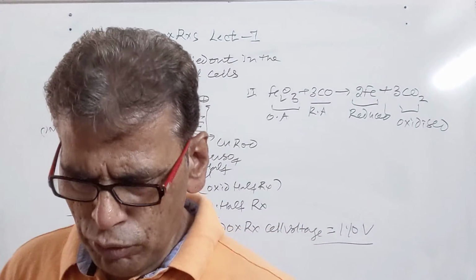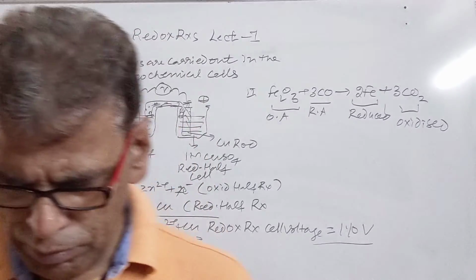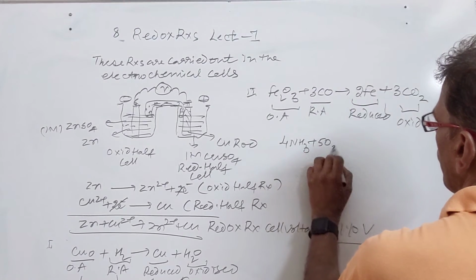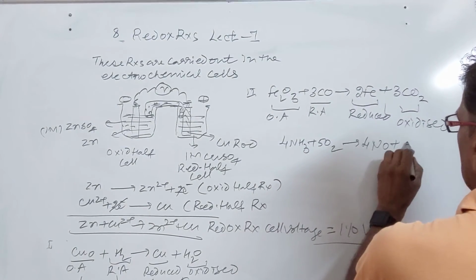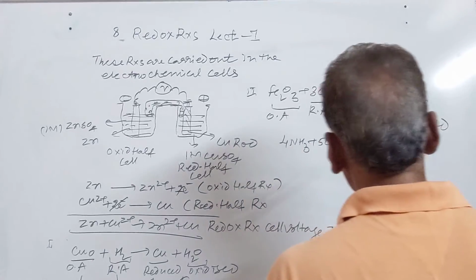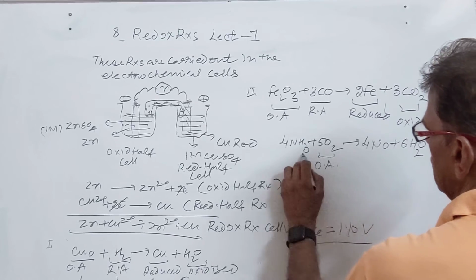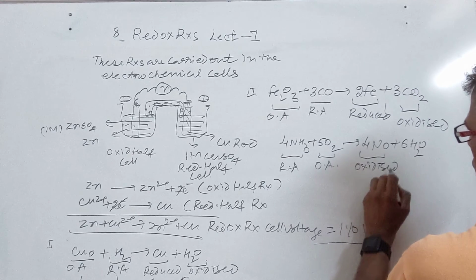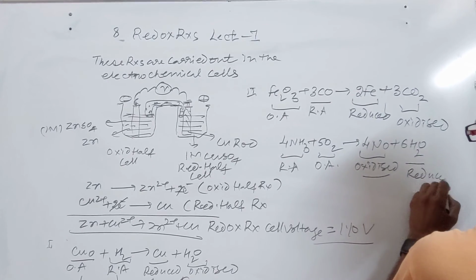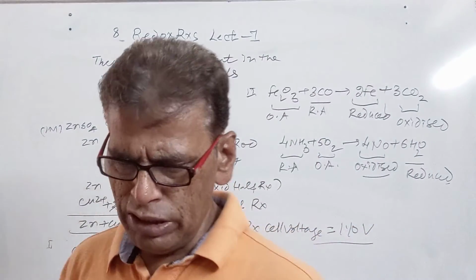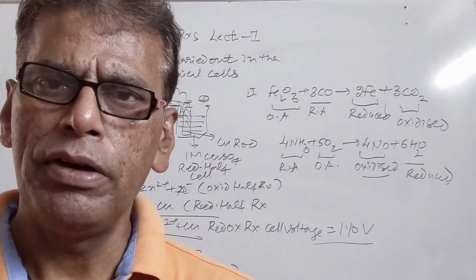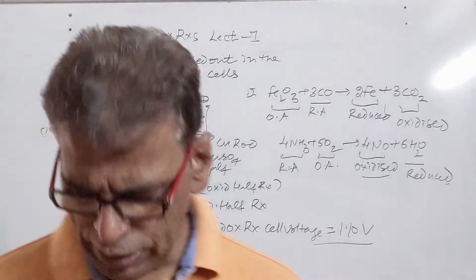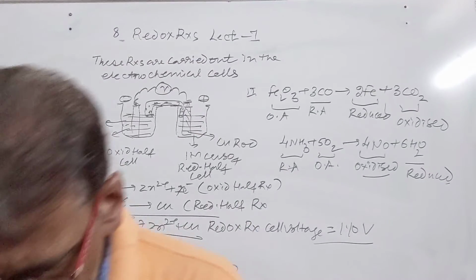Then we have a few more reactions, 4NH3 plus 5O2 gives 4NO plus 6H2O. In this reaction, O2 is the oxidizing agent, NH3 is the reducing agent. NH3 is said to be oxidized. Oxygen is taken here, and here hydrogen is reduced. So in this manner we have to identify the oxidizing agent, reducing agent, oxidation, reduction, oxidized substance and reduced substance during the redox reactions.